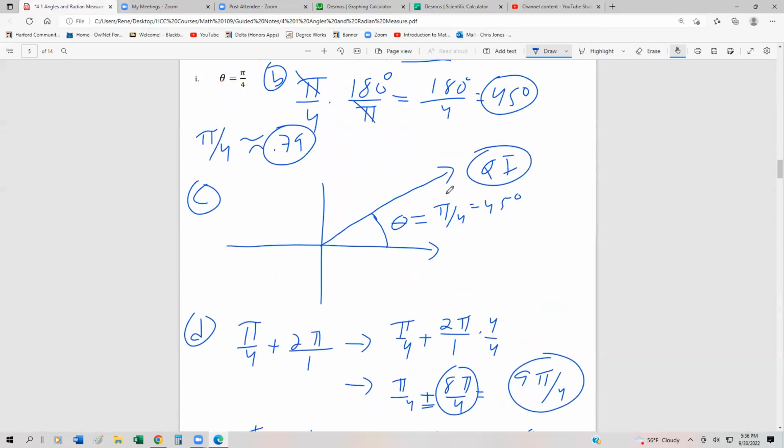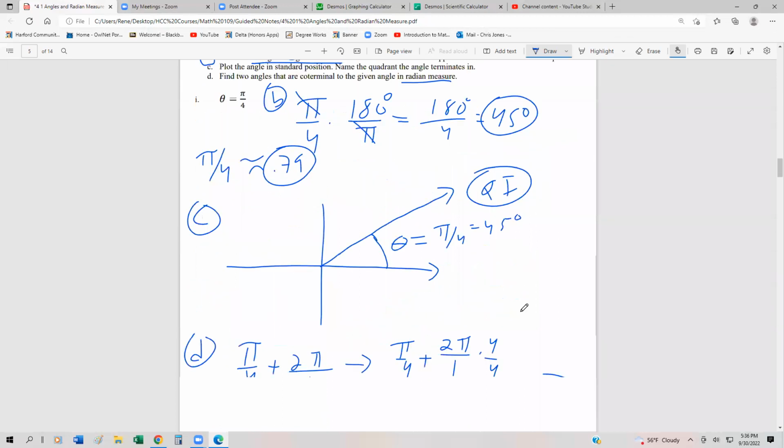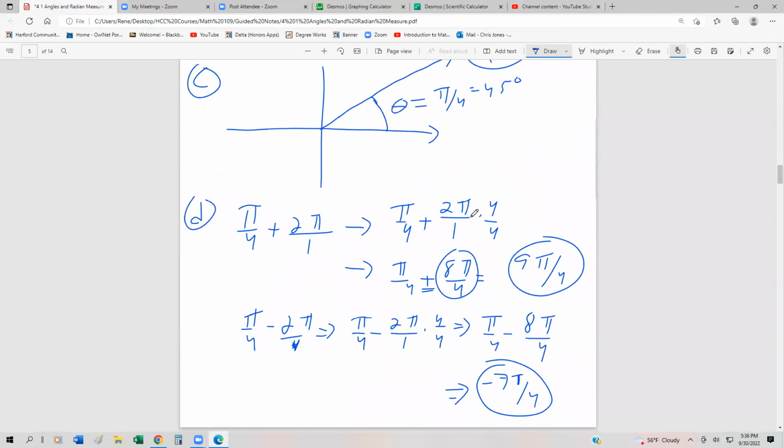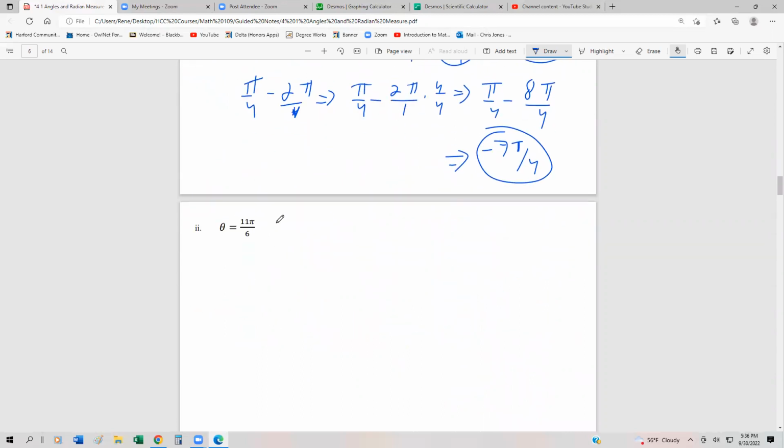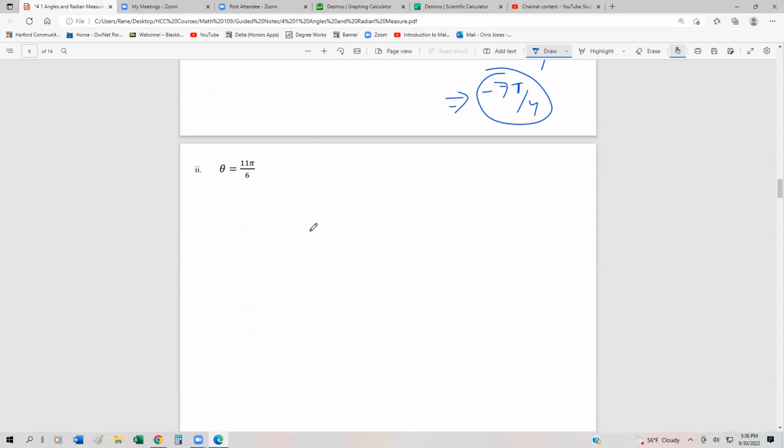So that's how we can keep this in the radian measure, just by adding and subtracting 2 pi, which is the same thing as 360. If we have 11 pi over 6, we can do the exact same thing. So let's start with letter B, where we convert it into degree mode. So this is going to be 11 pi over 6 times 180 degrees over pi. The pi's will cancel out.